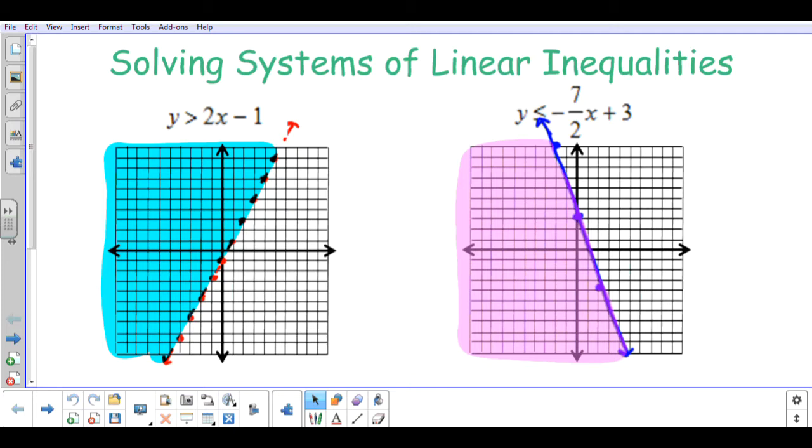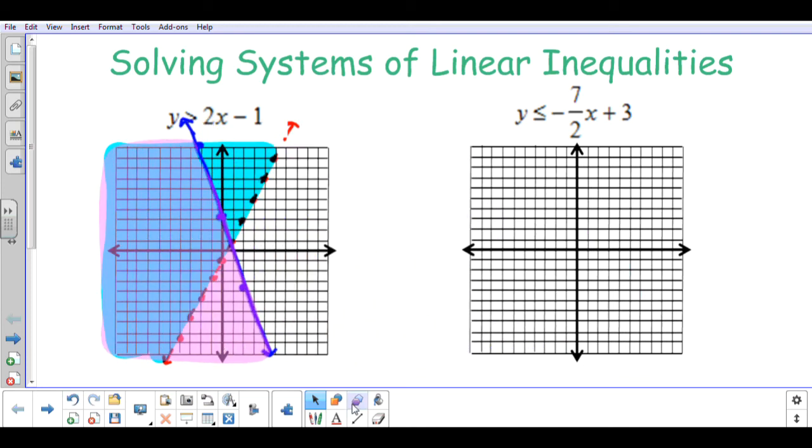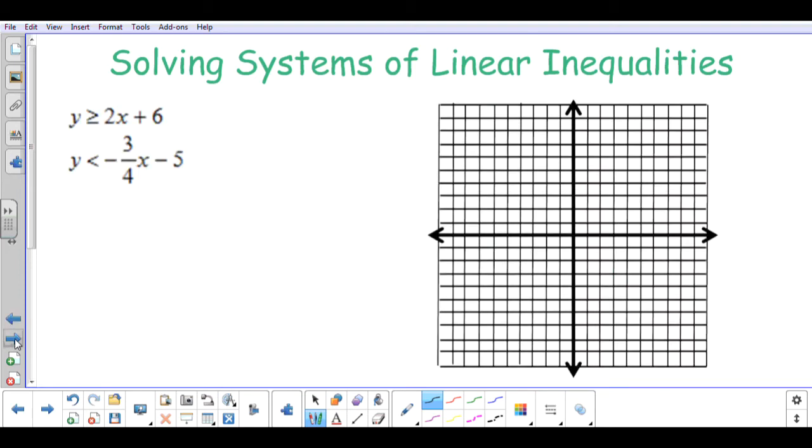So what a system is, if I would take both of these graphs and put one on top of the other. If I drag this right graph on top of the left graph, you'll see that both lines and both shadings are on one grid. Now where these two shadings overlap, where it turns a light shade of purple, this is what we consider to be our solution area for the system. We have solution areas for each line, but for a system, it's where both of those shadings will overlap.